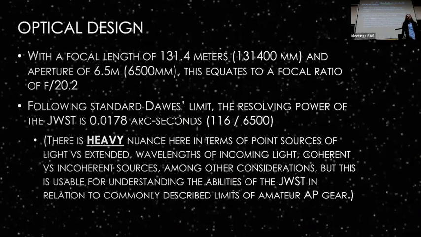So what does all this mean? Strap it all together and let's get some statistics and some data from the astrophotographer's perspective, of things that we care about as an astrophotographer. So the focal length, or basically the distance that it takes from light to hit that first primary mirror to hit the sensor of the camera, is 131 meters long.